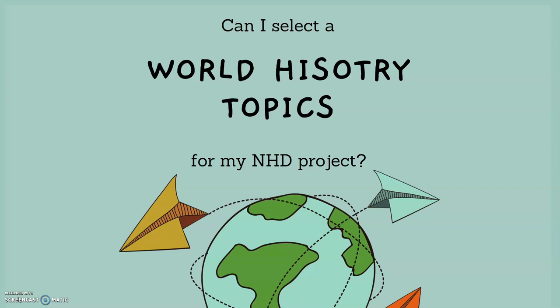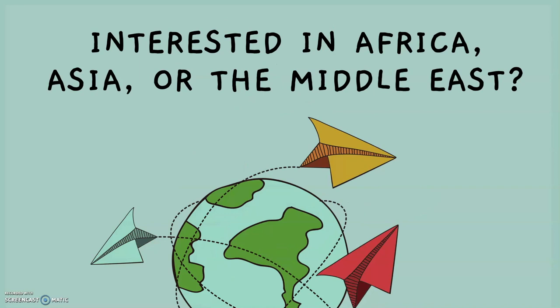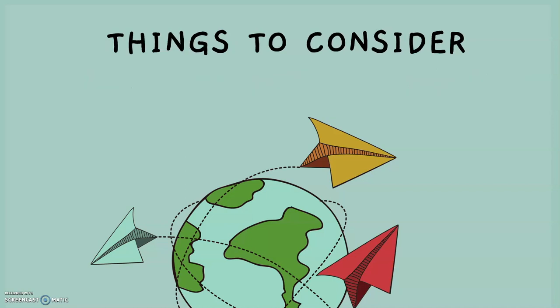But if your teacher is okay with you doing a world history topic, there are a lot of options to choose from. So you might be interested in topics in Africa, Asia, the Middle East, Latin America, Australia, New Zealand. Any of these places are encompassed under that umbrella of the term world history. So there's just a couple of things to consider before you start doing your project on a world history topic.